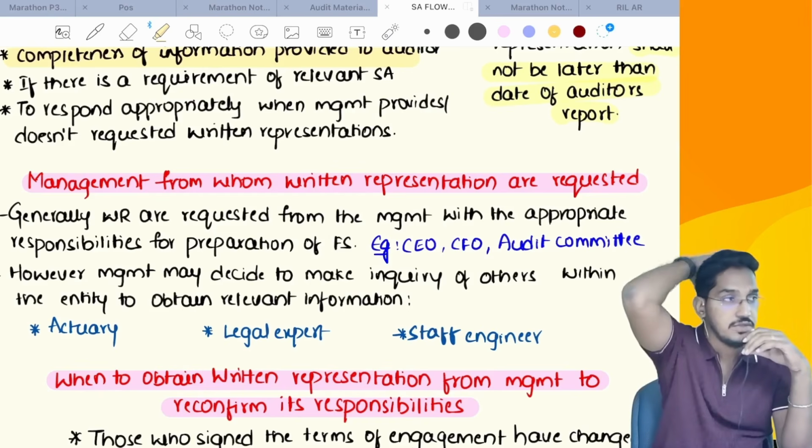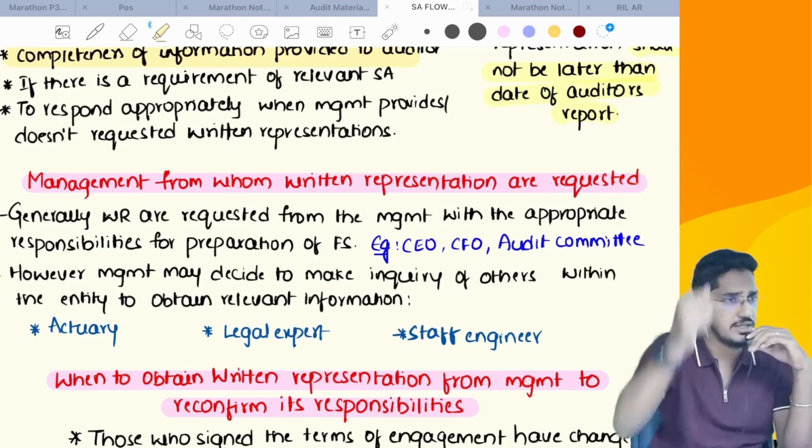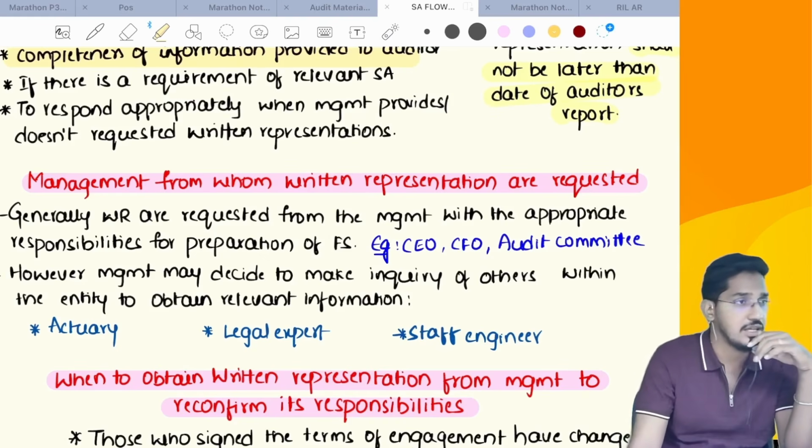Sometimes what will happen is we will ask for a written representation regarding a certain matter. Like, say for example, SA 501, I need written representation regarding litigations and claims.